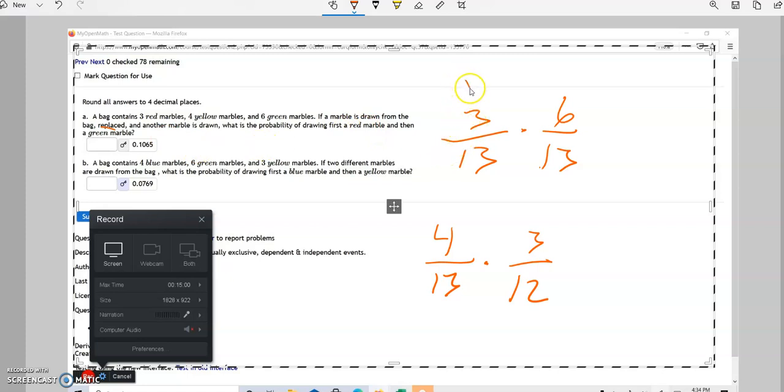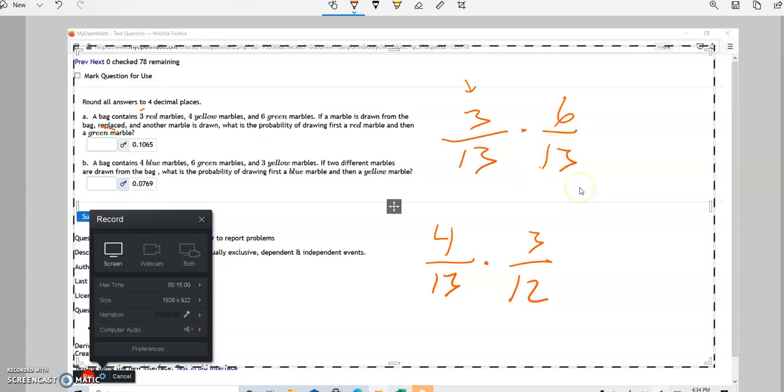We multiply the probability of red, which is 3 out of 13 because there's 13 total, times the probability of drawing a green, 6 out of 13. And this stays 13 because I put it back in, so this denominator is still 13, 6 out of 13.